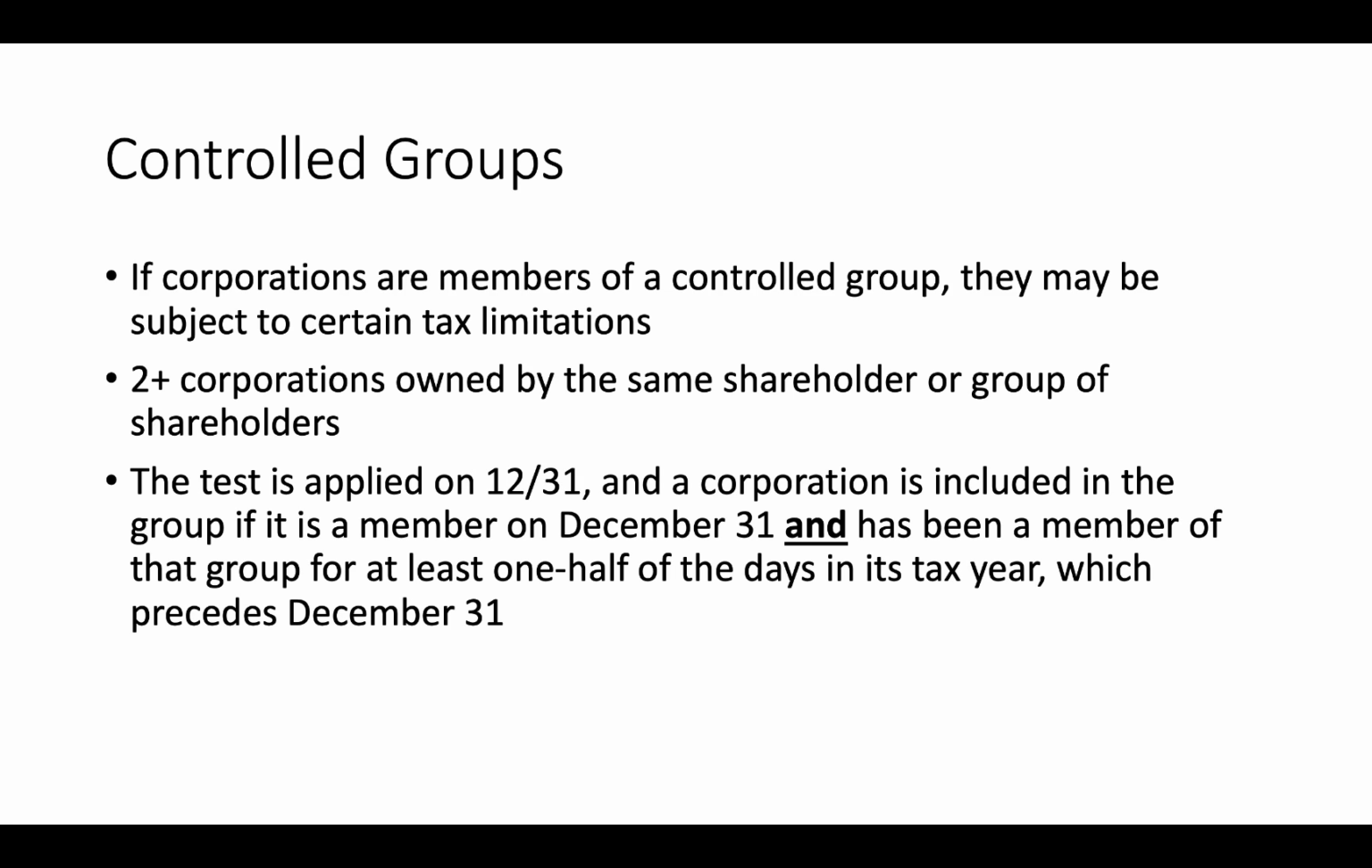In order to combat that, Congress has put into place these regulations on controlled groups. If two or more corporations are owned by the same shareholder or group of shareholders, they're a controlled group. We apply this test on December 31. The corporation is included in the group if it's a member on December 31st and it's been a member of that group for at least half of the days in its tax year which precedes December 31st. Remember, not all corporations have a December 31 tax year end. So you look back to when their tax year ends, and then you see if they were a member of the group for at least half the days of that tax year.